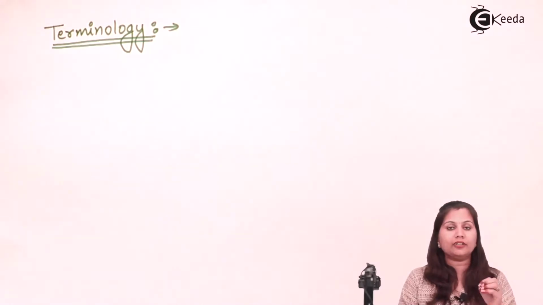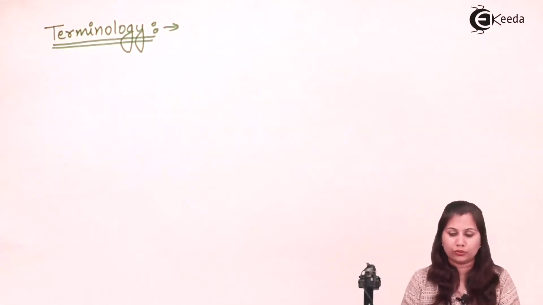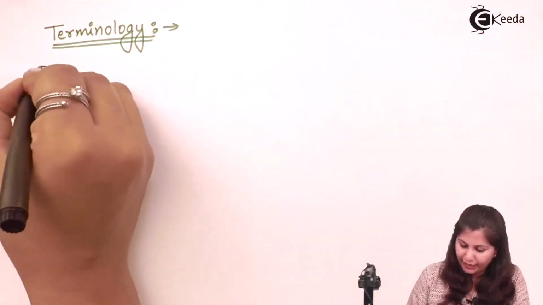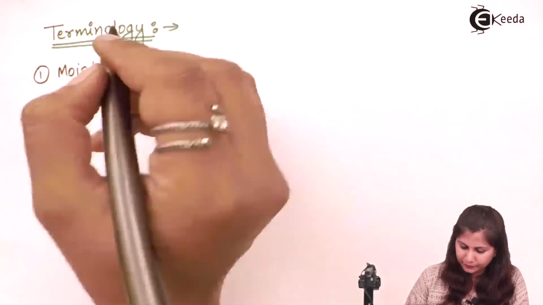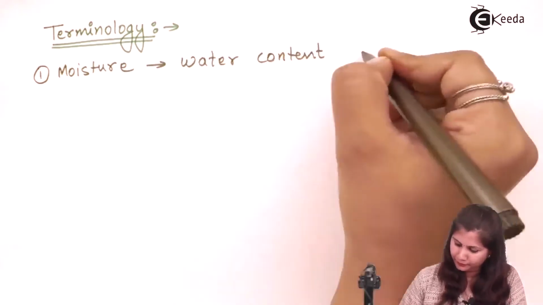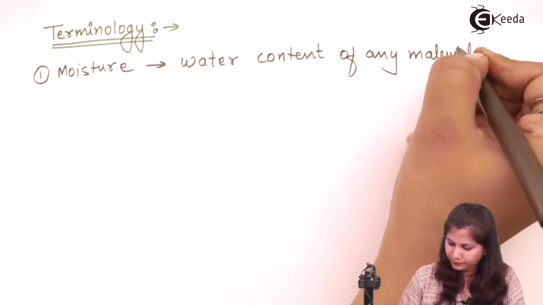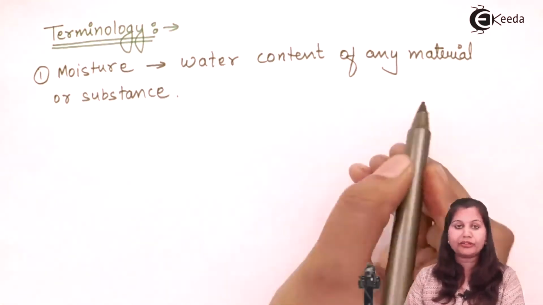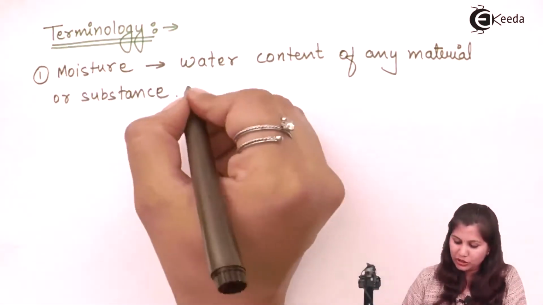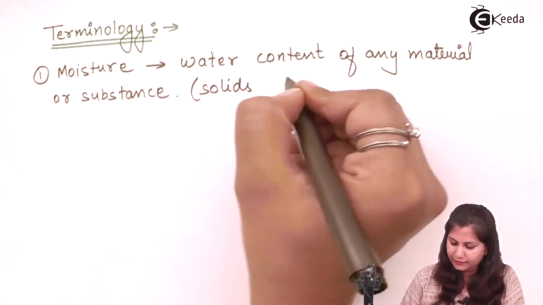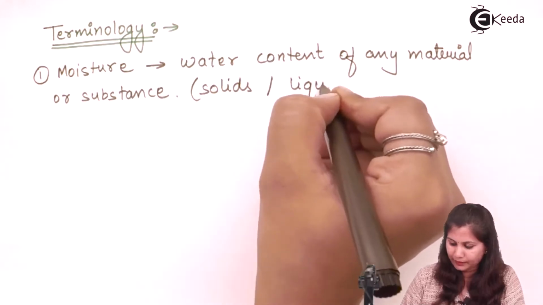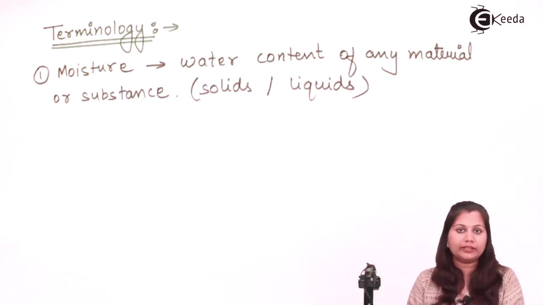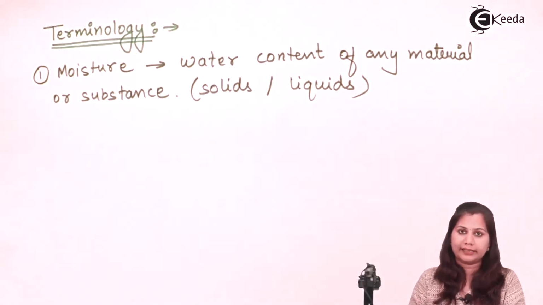So humidity is concerned only with the gases, but moisture is concerned with the water content present in either the liquids or the solids also. Moisture is the water content of any material or substance, especially solids and liquids, whereas humidity is the water content of only the surrounding air or the gases.